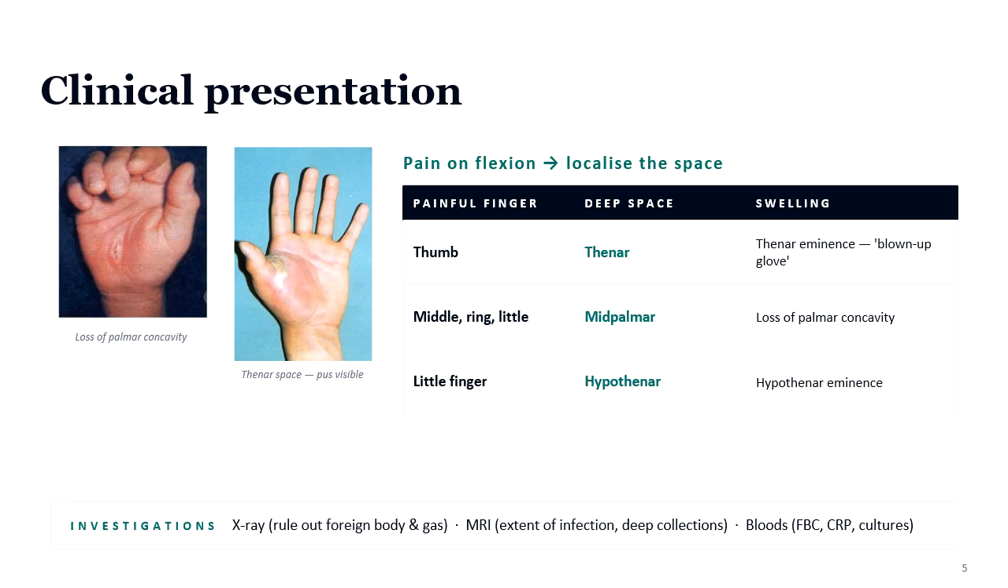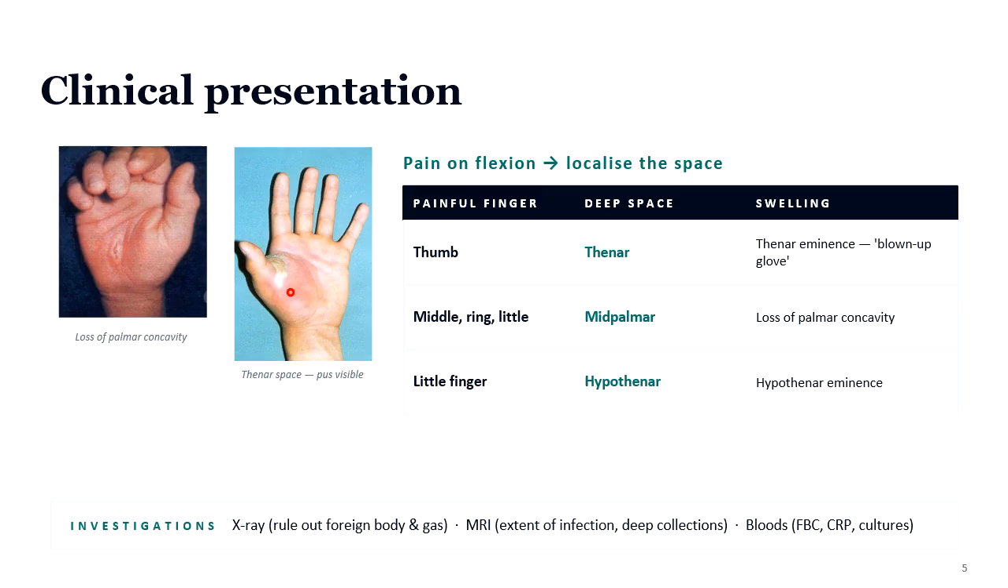Coming to the clinical presentation of this condition, the primary symptom is usually severe pain and inability to move the fingers normally. Moreover, there can be a loss of palmar concavity, which is classically seen in a mid-palmar space infection. In a thenar space infection, often the thenar eminence is blown up and can look like a blown up glove. Sometimes you can even see pus.